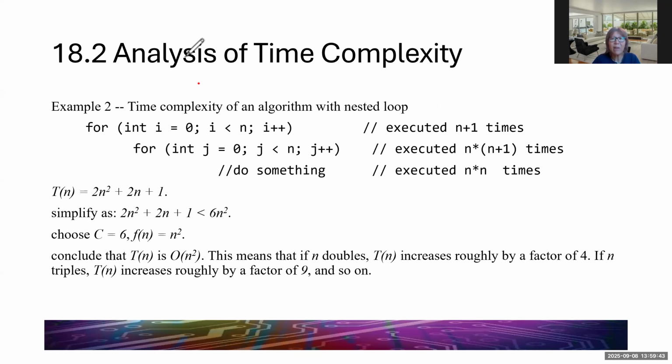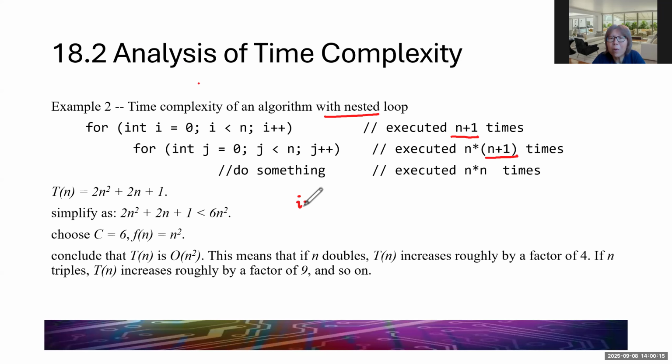Okay, next let's take a look at another algorithm. This time the algorithm has a nested loop. So let's take a look. The outer loop goes from 0 to n, so it will run n plus 1 times. Then the inner loop j itself will also be n plus 1 times. But it will run how many times in total, because it's within the outer loop?